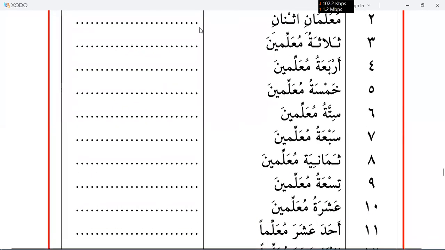Okay, next I forgot to mention one thing here. With masculine numbers from 3 to 10, we use ta marbuta with the adad. Write this rule as well. With the masculine, we use ta marbuta with the adad from 3 to 10. You can also write it like this: for masculine from 3 to 10, we use ta marbuta with the adad.